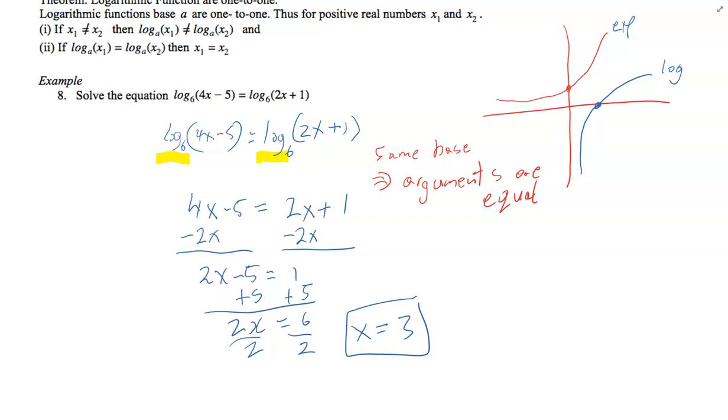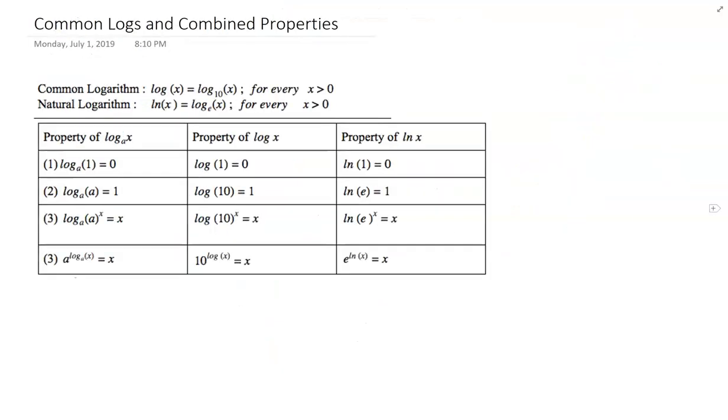Alrighty, so let's talk about common logarithms and natural logarithms. Common logarithms are logs base 10. So common logarithms, log base 10, it's what we call common logarithms. And these general properties of logs can be extended to common logarithms and to natural logarithms. Right? So all the properties that we met before can now be applied to all logarithms.